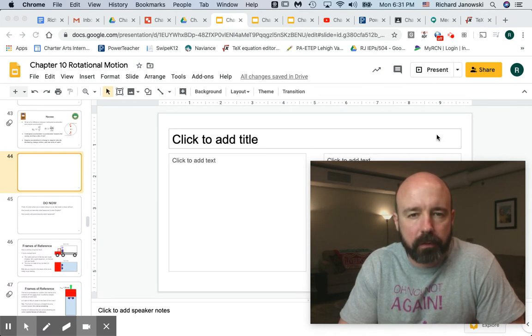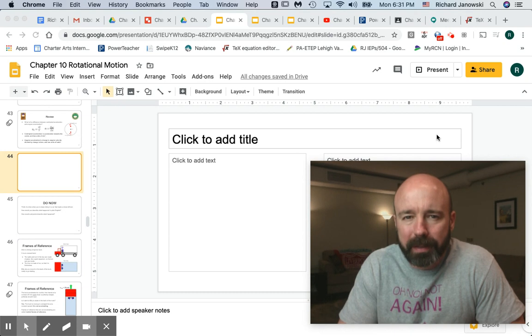This is part 4 of the chapter 10 slides. In the first part, we learned about angular displacement, angular velocity, and angular acceleration. In the second part, we learned a little bit more about tangential velocity and how a wheel rolling down the street actually works. In the third part, we learned about centripetal acceleration.